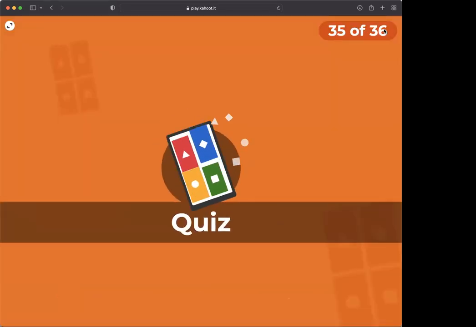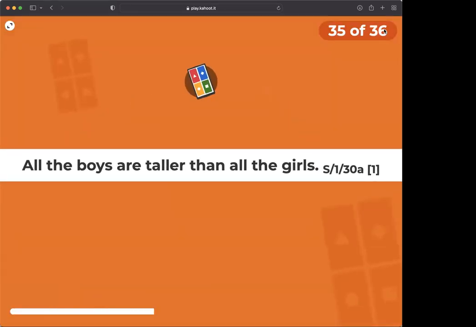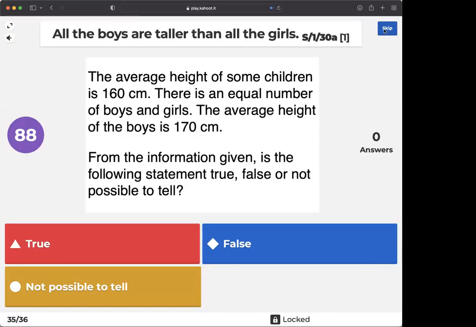All right. Question number 35. So now this is the statement. So you're supposed to tell me based on this question, is this statement true, false, or not possible to tell?